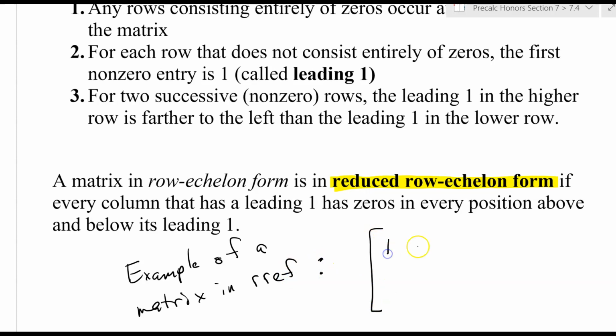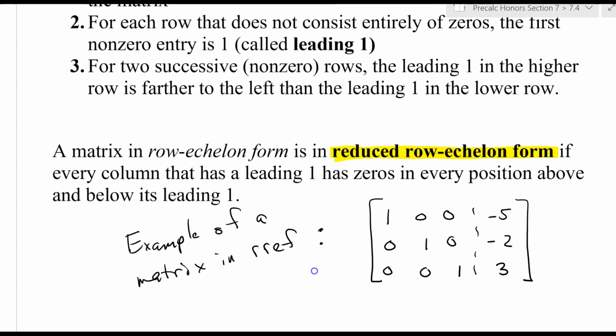It might look like 1, 0, 0, negative 5, 0, 1, 0, negative 2, 0, 0, 1, 3. Okay, so in a matrix in reduced row echelon form, every column that has a leading 1 has a 0 in every position above and below. So here's a 1, everything below is a 0. Here's a 1, a leading 1. Above and below are zeros. Here's a 1, everything above is a 0.